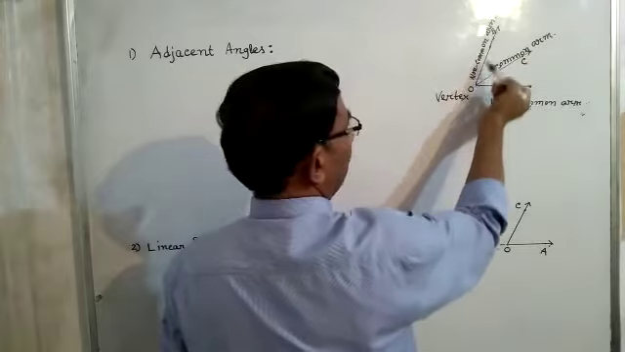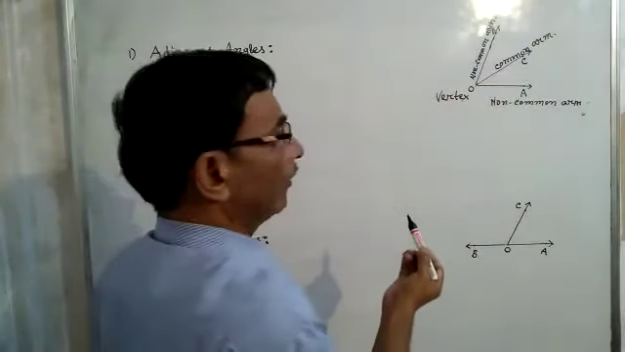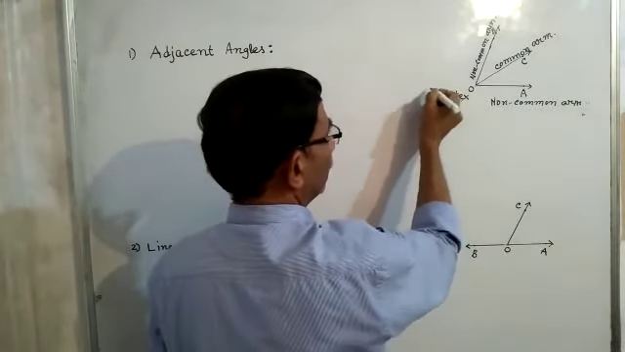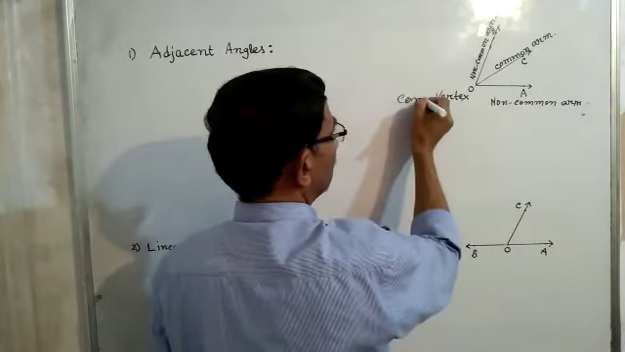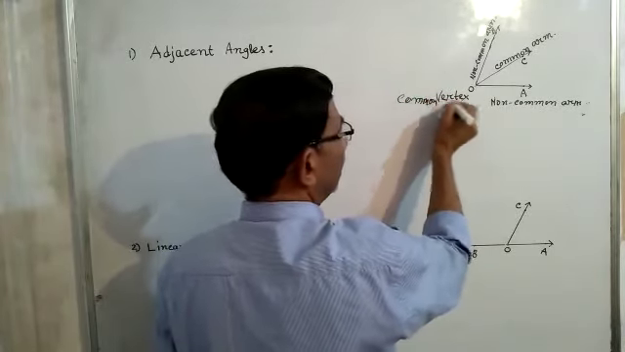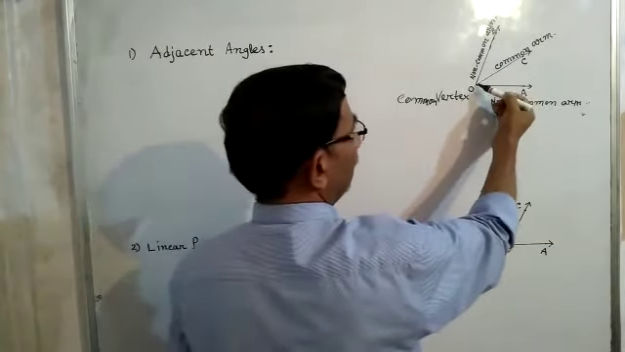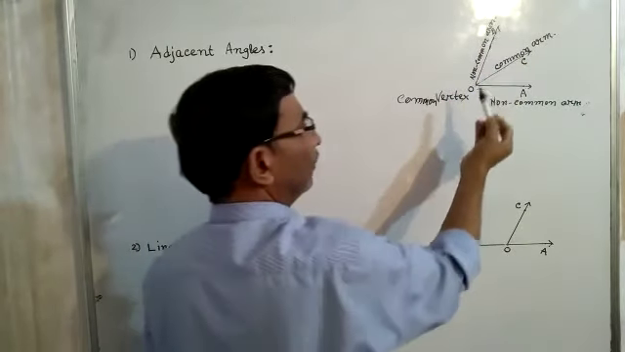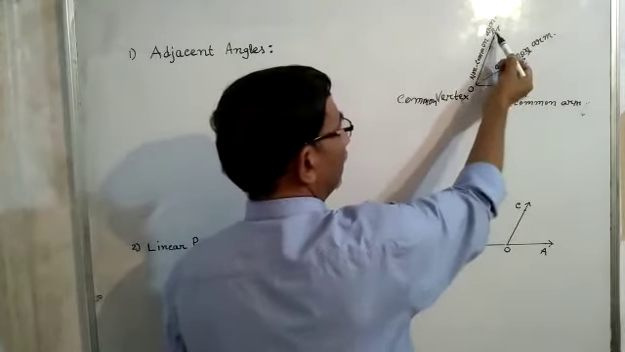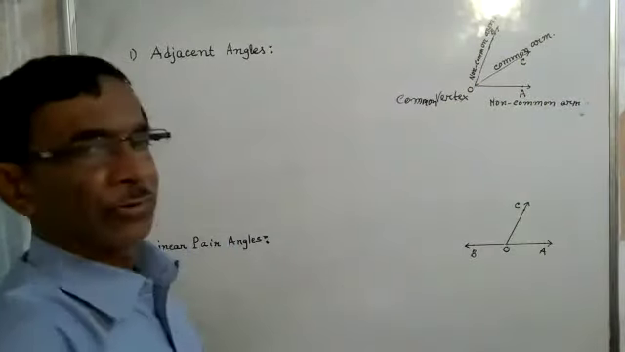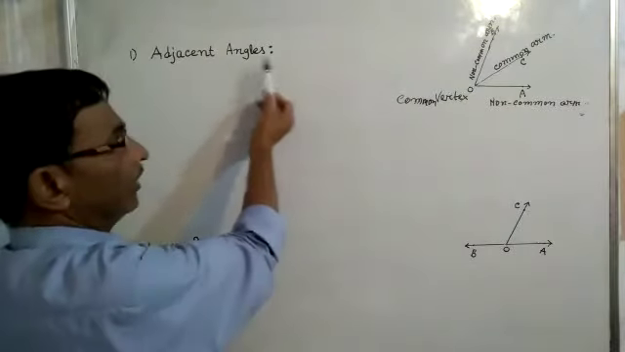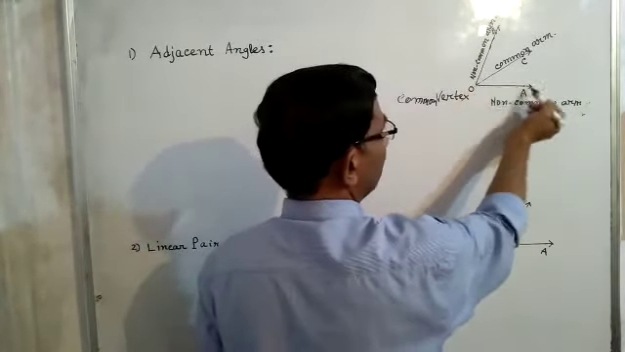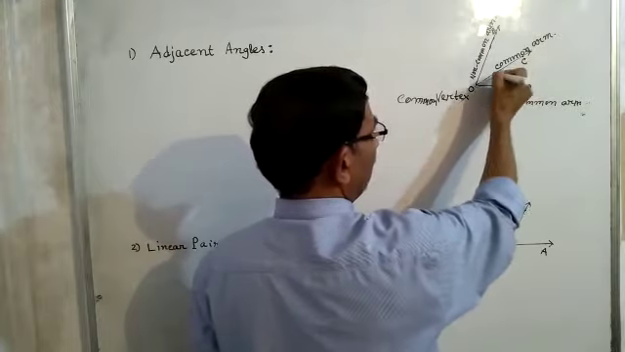AOC and BOC are two angles. They have the common vertex O. This vertex O, we can say common vertex, and they have a common arm OC, and they have two non-common arms OA and OB. So we can say AOC and BOC are two adjacent angles. And if you look carefully, these two non-common arms, they are on opposite sides from the common arm.